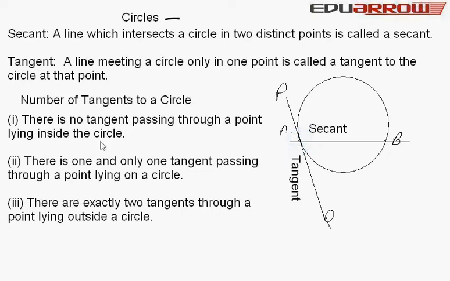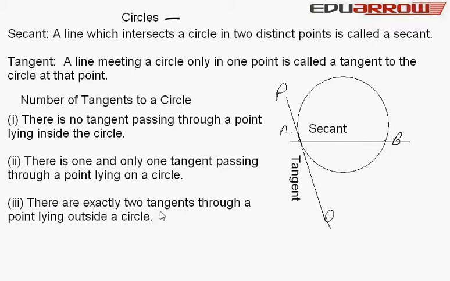Number of tangents to a circle. There is no tangent passing through a point lying inside the circle. There is one and only one tangent passing through a point lying on the circle. There are exactly two tangents through a point lying outside a circle.